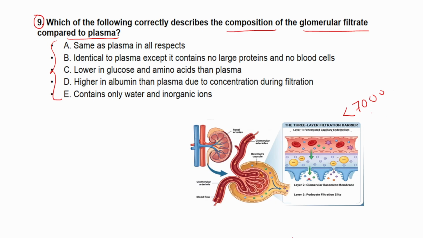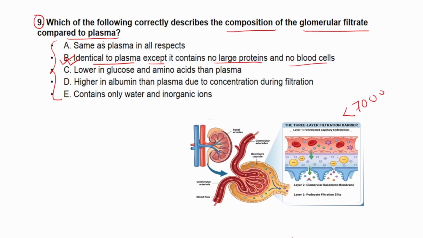Large macromolecules, particularly serum albumin and globulins, along with all cellular elements like erythrocytes and leukocytes, are completely excluded by size restriction and the strong electrostatic repulsion of the polyanionic basement membrane. That's why the correct answer is B, identical to plasma, except it contains no large proteins and no blood cells. Why the other options are incorrect?